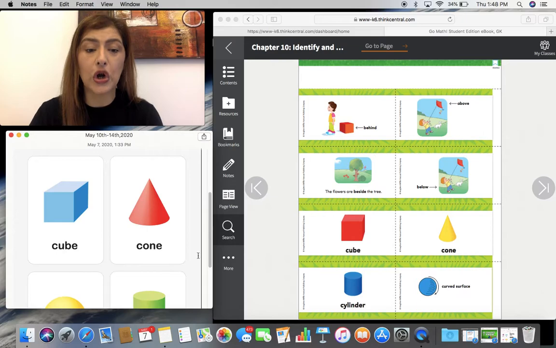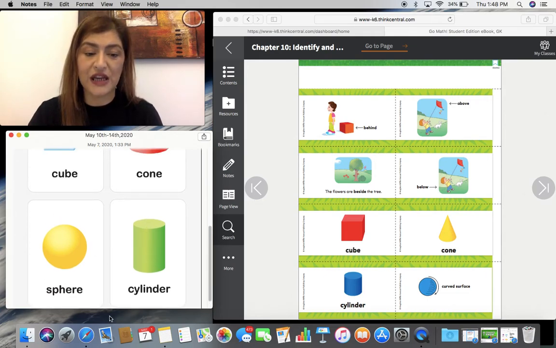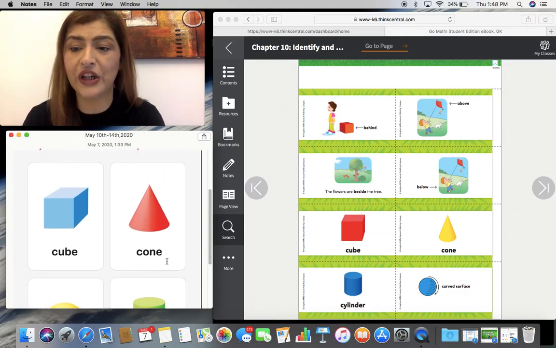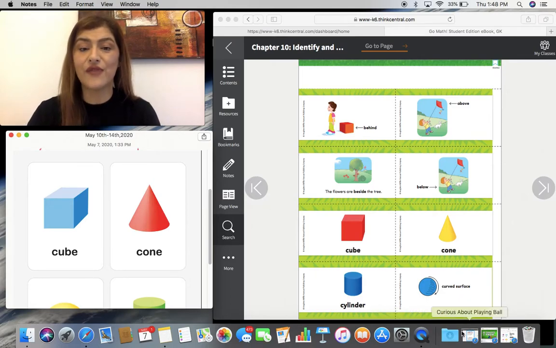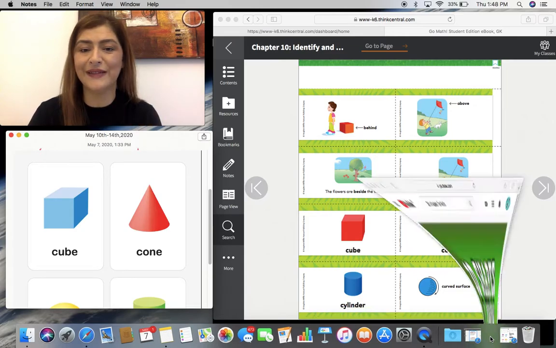Look here, I have them. Cube, cone, sphere, cylinder. Again. Sphere, cylinder, cube, cone. Very good. Now, there is a very nice song about the 3D shapes that I want you to listen to. Ready?